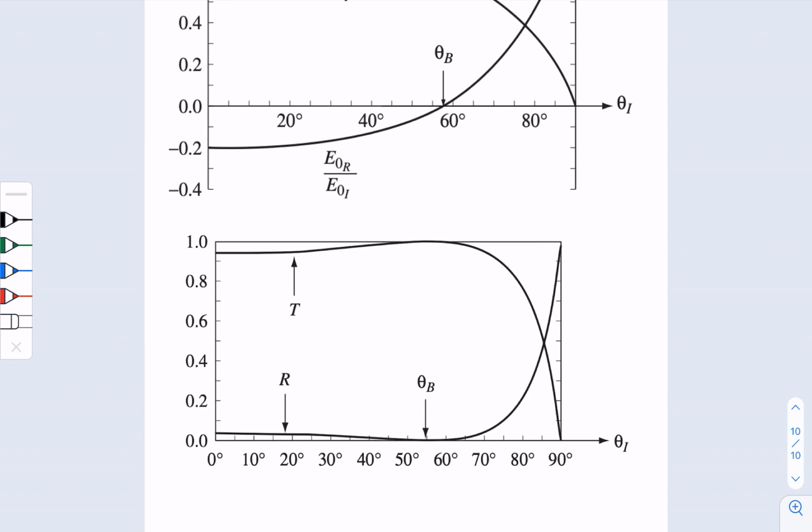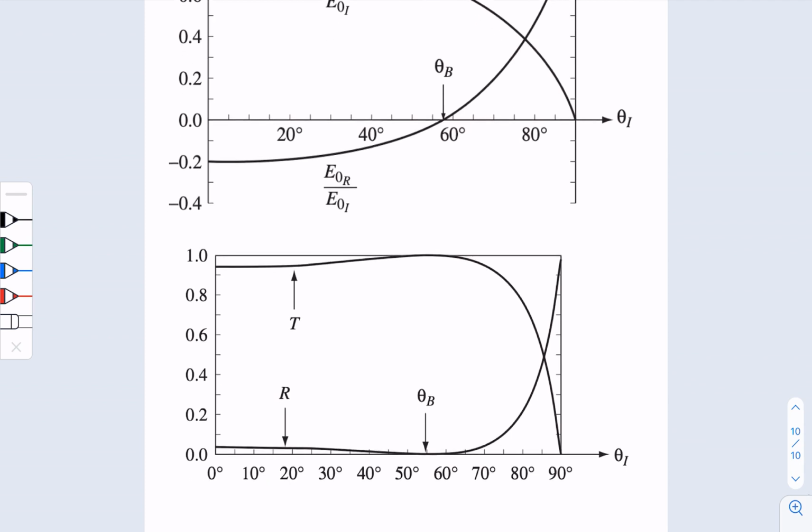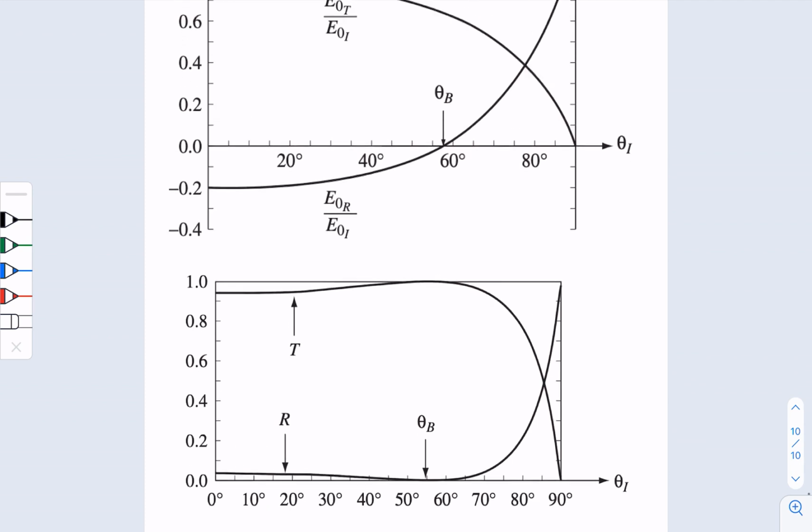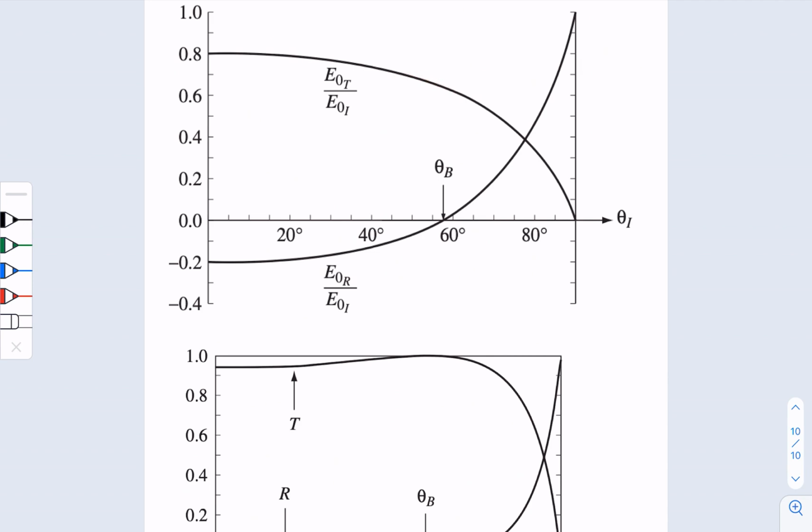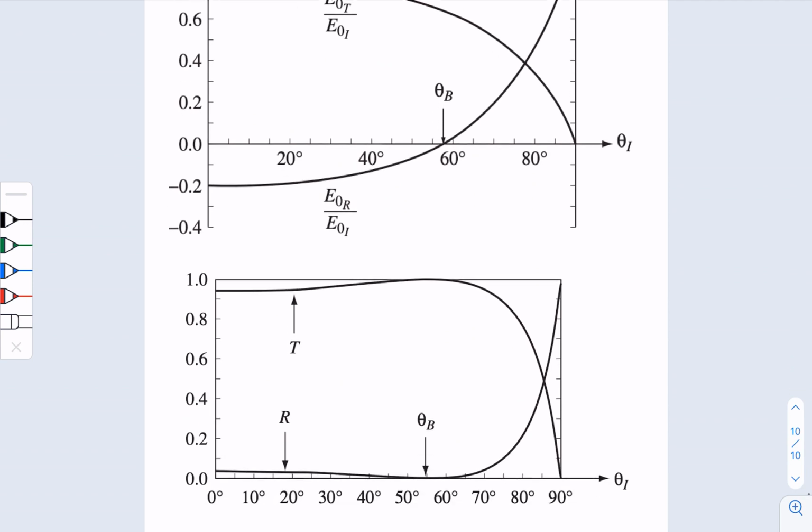Now here, this is simply the plotting of the light intensity, which is the square of the E fields, and at this point again the transmission coefficient reaches 1, and the reflection coefficient reaches 0, which is the magic angle here.